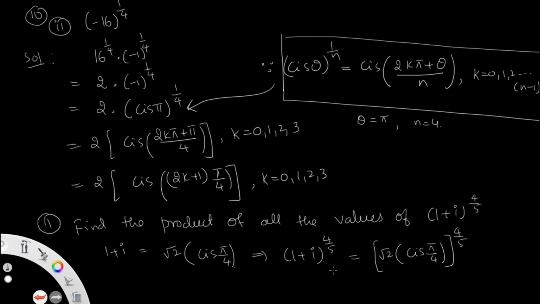Now the power is raised to 4 by 5. So root 2 cis pi by 4, whole to the power of 4 by 5. Now simplify the power 4 inside the angle. So we write 1 plus i whole to the power of 4 by 5, that is nothing but root 2 cis 4 pi by 4.